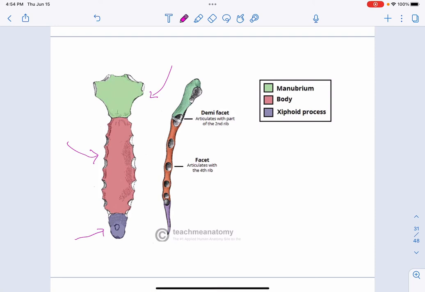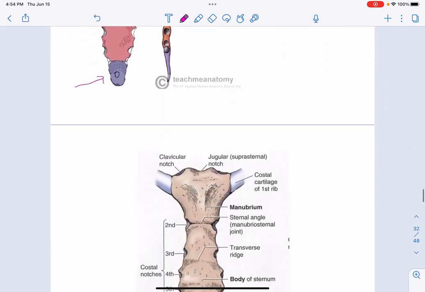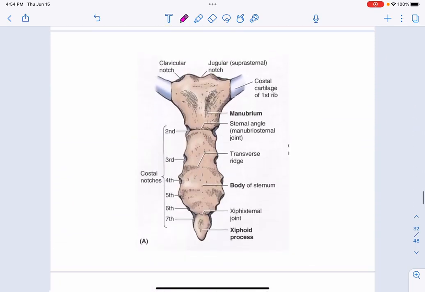All right, and I want to take you through some of the features of the sternum that I want you to know. You can also see here's a lateral view, and this is where you're going to have articulation sites for the ribs. All right, let me put my highlighter on so I can highlight the features that I want you to know.